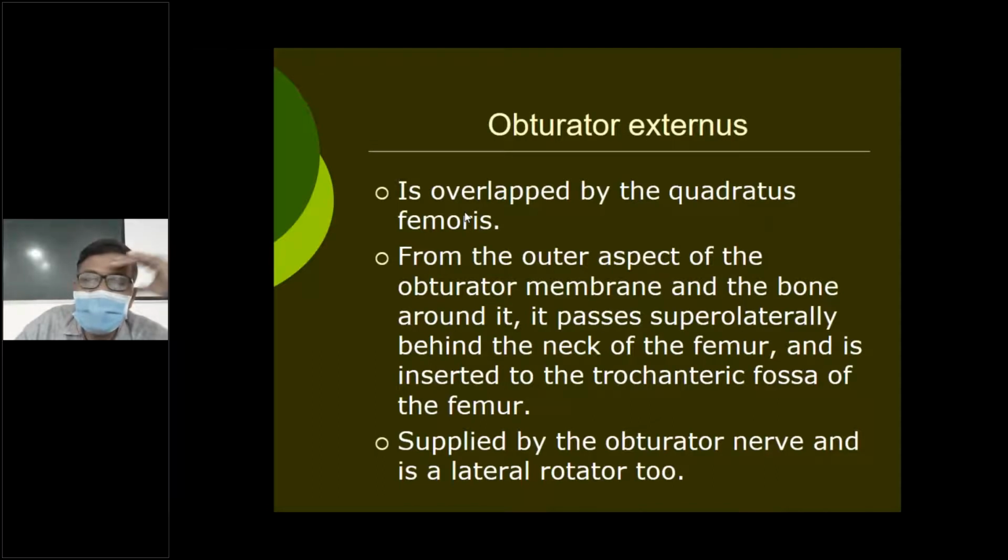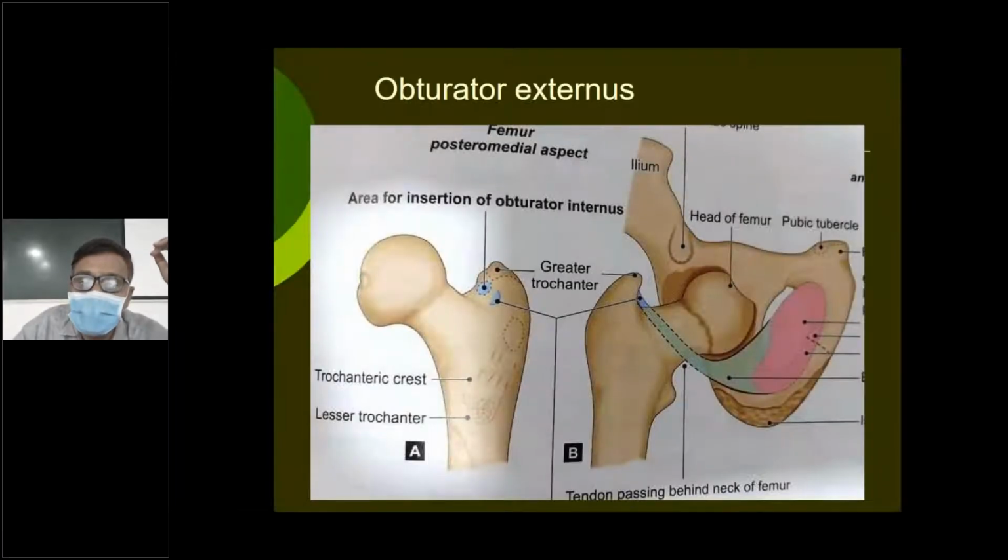All others are seen once we reflect the gluteus maximus. Now coming back to obturator externus, as I told you just now, it arises from the outer aspect of the obturator membrane and the bone around that. As I showed you in the picture, the tendon passes superolaterally behind the neck. That's an important point to understand. Pass behind the neck of the femur superolaterally.